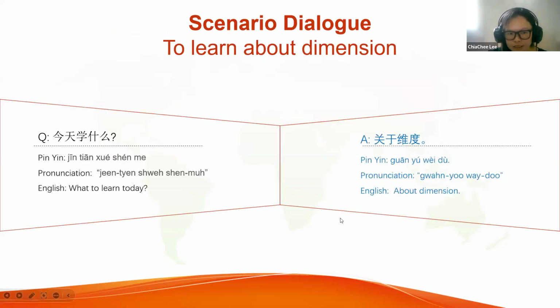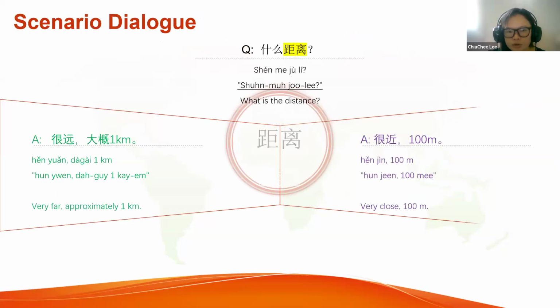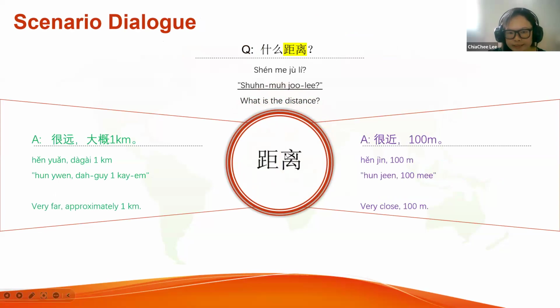For example, 今天学什么? We are familiar with this question, right? What to learn today? 今天学什么? Well, today we learn about dimension. 关于维度. All right? So first we check for the 距离.